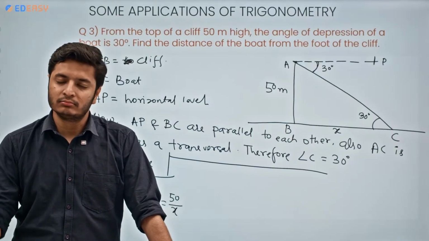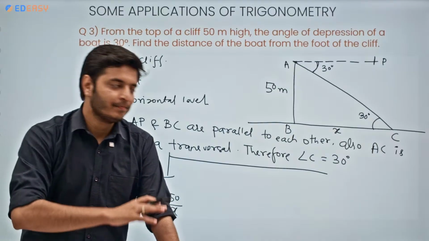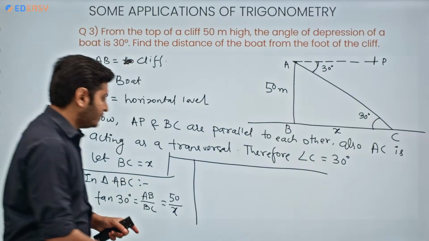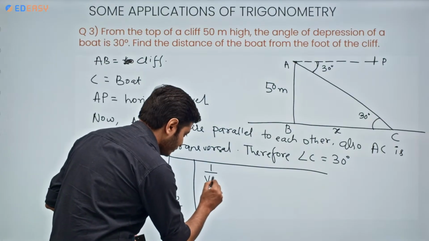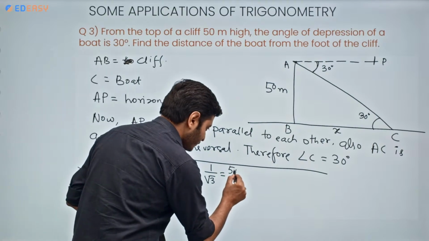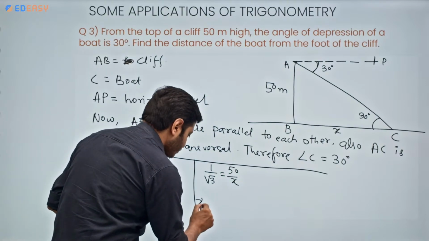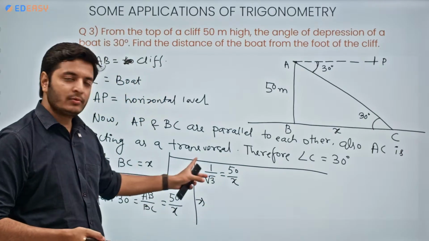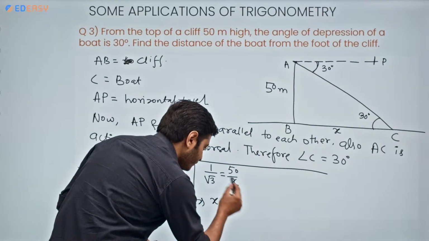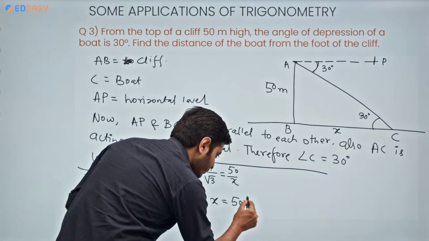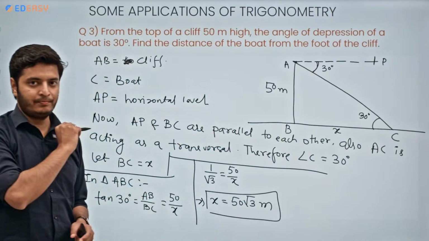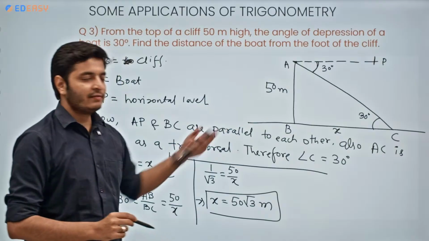If you don't know the value, look at the table that you have created. Now, we know the value of tan 30 degrees, so it will be 1 by root 3. 1 upon root 3 is equal to 50 by X. So we can transpose the value, X will come on the left side, root 3 will go to the right side. So X will be equal to 50 into root 3 meters, whatever unit is given to you. So here it is given as meters.